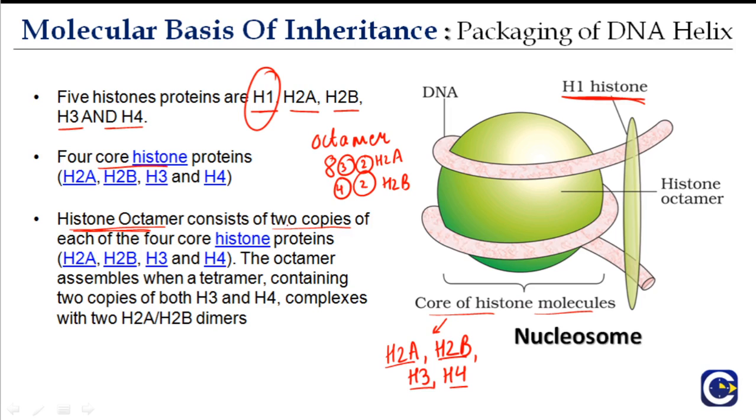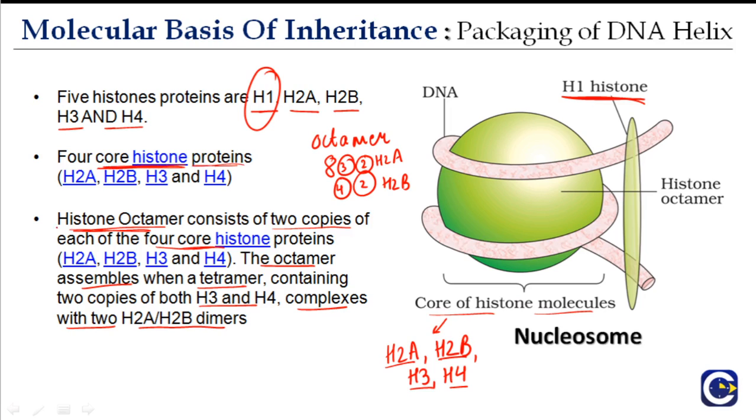An octamer consists of 2 copies of each of the 4 core histone proteins H2A, H2B, H3 and H4. The octamer assembles when a tetramer containing 2 copies of both H3 and H4 complexes with 2 H2A and H2B dimers. It is a lot of information, but you need to remember it. Let's go again step by step. There are 5 histone proteins: H1, which is alone and the biggest one, then H2A, H2B, H3 and H4. H2A, H2B, H3 and H4 are the core histone proteins. You need to remember that.